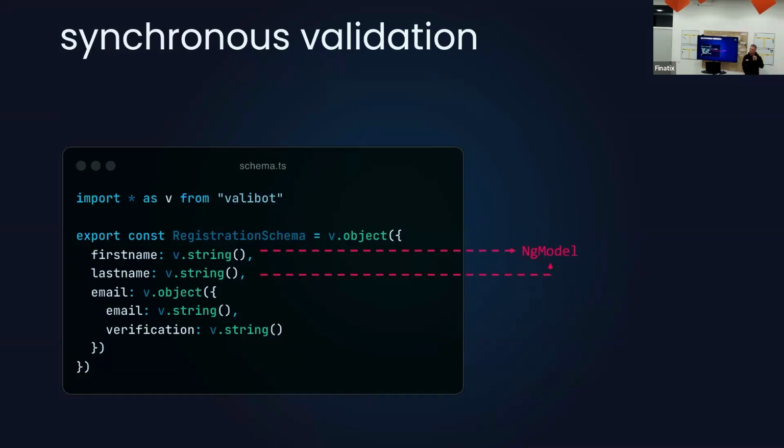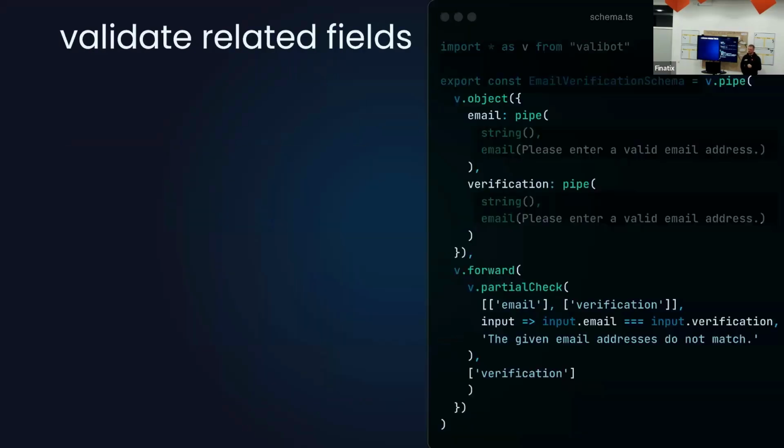And the cool thing about the schema is that the mental model applies pretty well to template-driven forms. So if you have just a plain field like first name, last name, obviously this is ngModel. And if you have an object, you can introduce an ngModelGroup in your template to tell, okay, I want to go one level deeper in my tree. So this is like a one-to-one match.